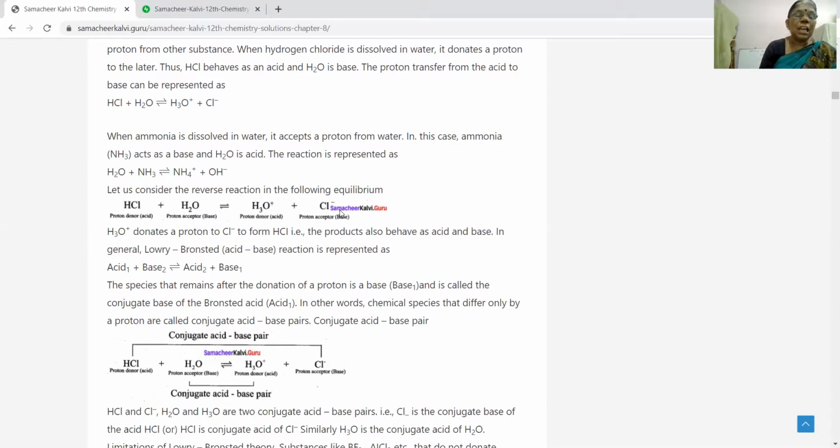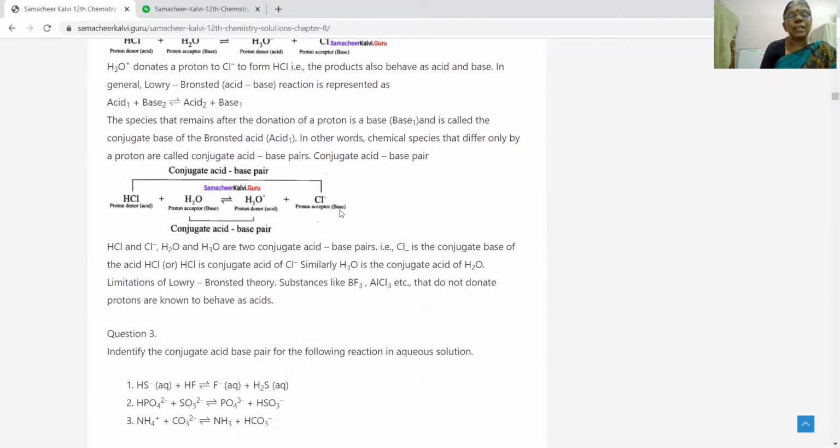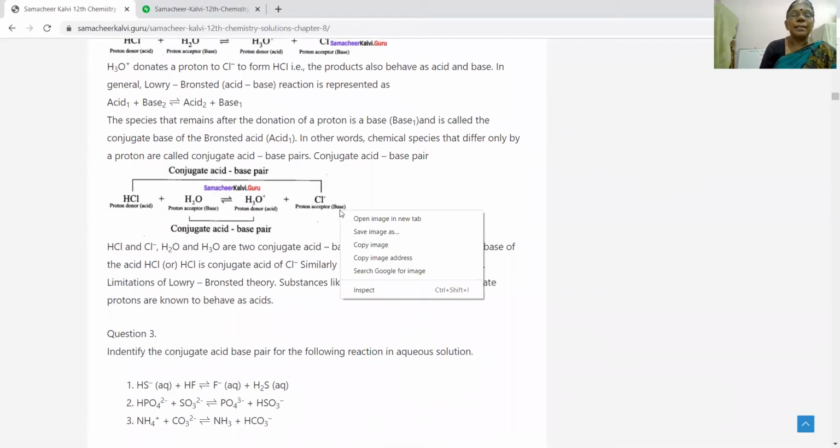In general, the Lowry and Bronsted reaction is represented as acid 1 + base 2 gives acid 2 + base 1. The species that remains after the donation of a proton is a base, that is base 1, and is called the conjugate base of the Bronsted acid, that is acid 1. In other words, chemical species that differ only by a proton. Proton is nothing but a hydrogen.